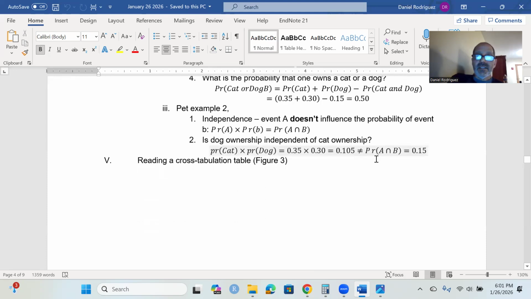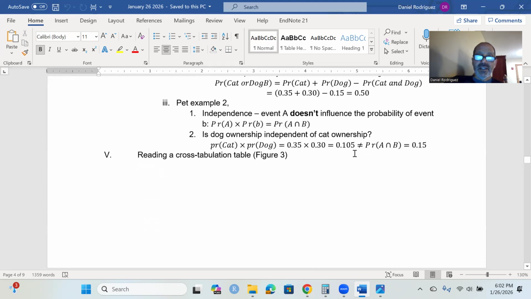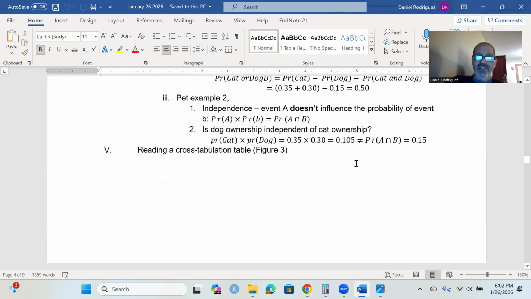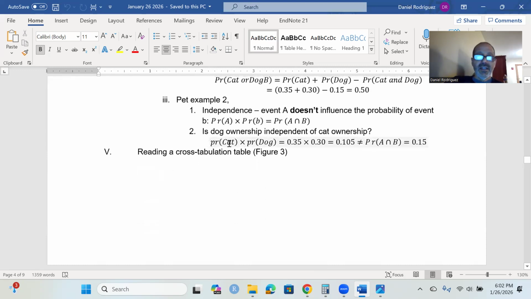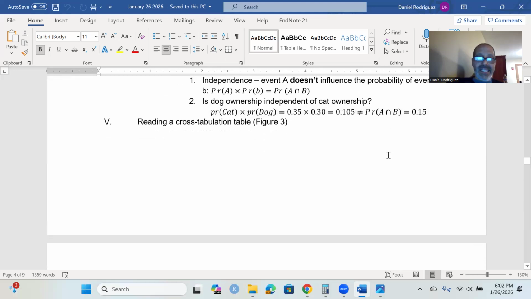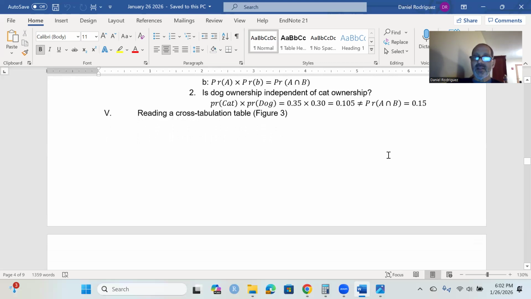Independence occurs in certain cases: if the probability of A times the probability of B is equal to the probability of A intersection B, the two events are considered independent, and we'll see why that occurs shortly. So the one question is, is dog ownership independent of cat ownership? Well, let's see. The probability that one owns a cat times the probability that one owns a dog is 0.105. The probability that one owns both is 0.15. These two are not equal, so therefore they are not independent. We'll talk again more about that shortly.